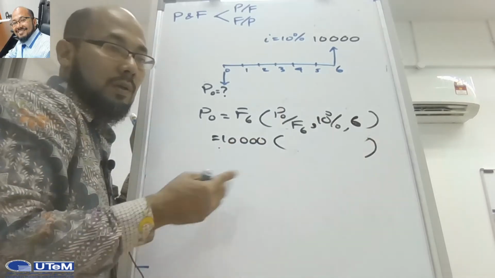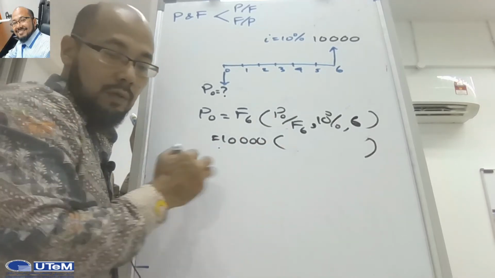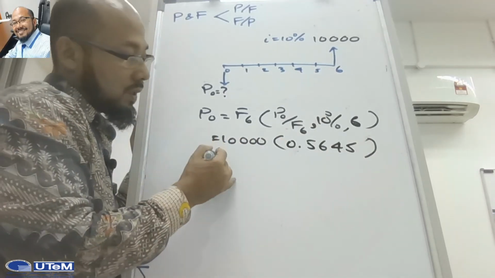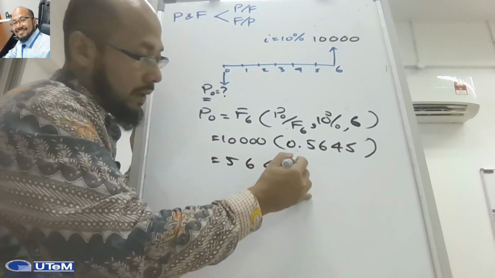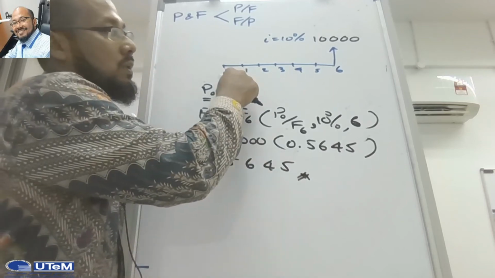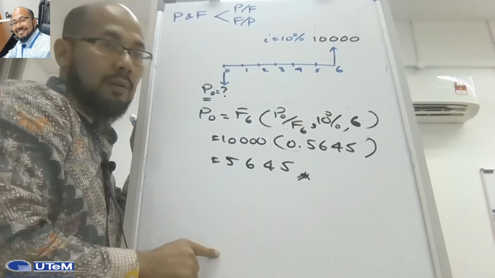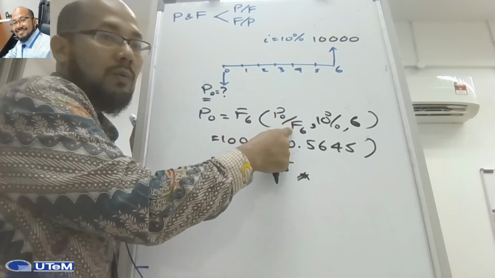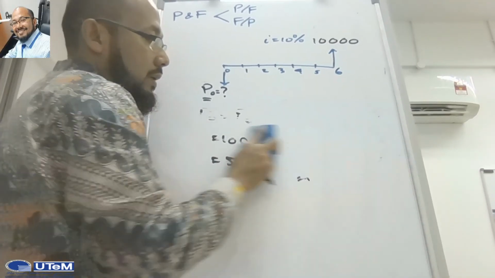This value we find from the compound interest factor tables. If you refer to the tables, the value is 0.5645. So the amount of money that we have to deposit now is 5,645. If we deposit 5,645 now, which gives a return of 10% per year, after 6 years the amount of money will be 10,000. Again, this is standard factor notation: we want to find P with given future value, P given F.